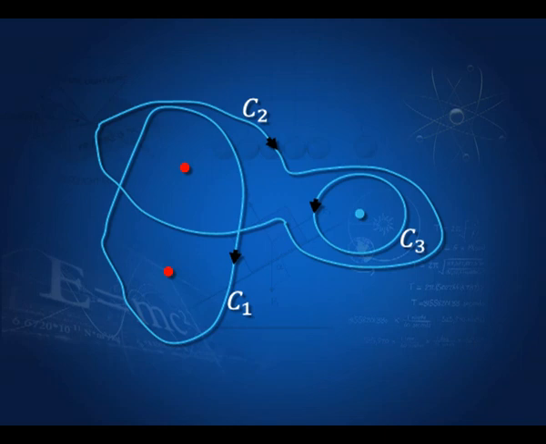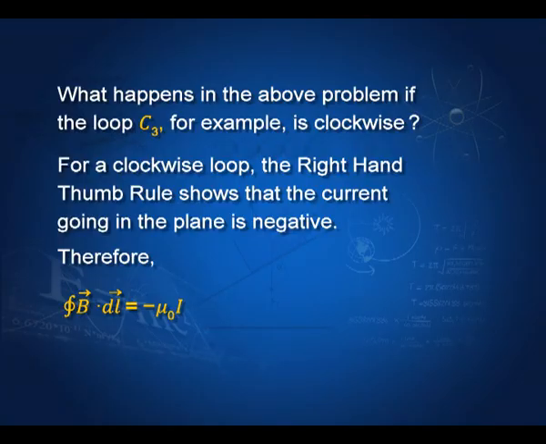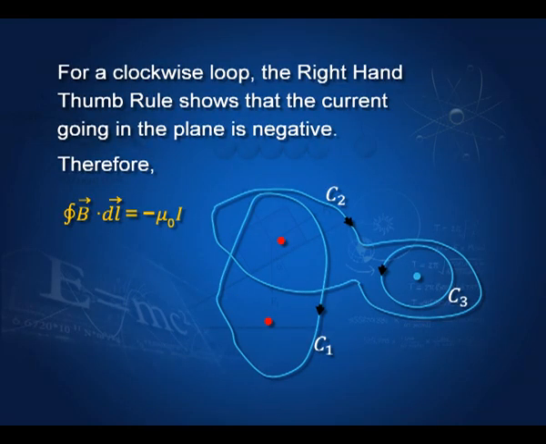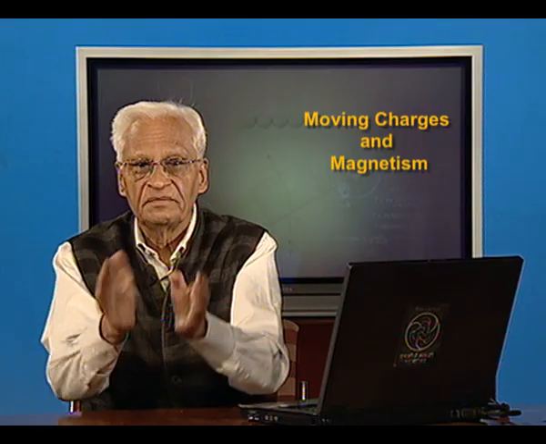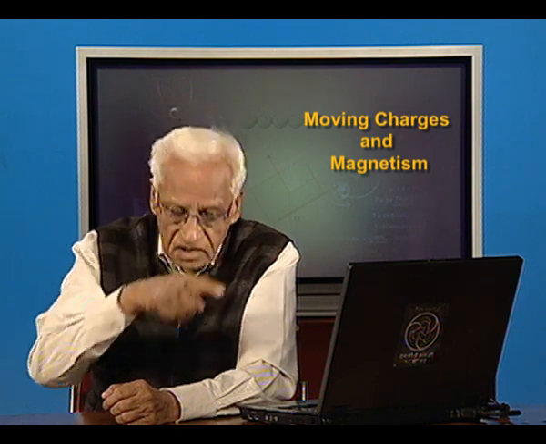The important thing is that considering the direction of the loop, you must find out the positive direction of the current. What happens in the above problem, if the loop C3, for example, is clockwise? C3 was anti-clockwise. Suppose I make it clockwise, what happens? Then this current becomes negative with respect to the direction of the loop, and therefore, the integral of B dot dl becomes minus mu 0 times I. So, every time you have to determine the direction of the current, whether it is positive or negative, considering the direction of the loop.